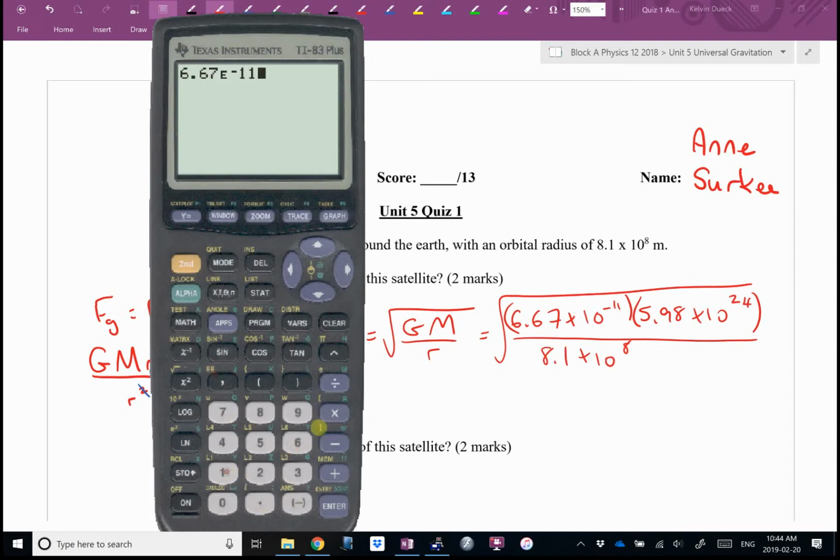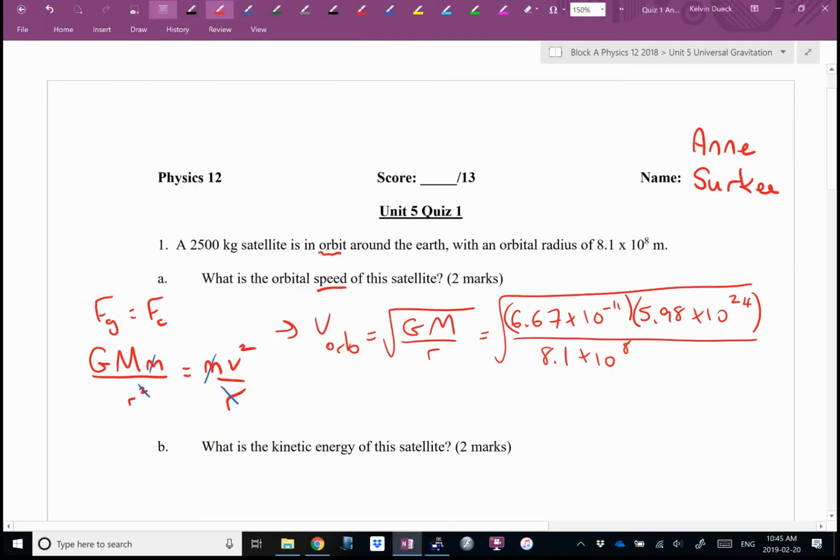6.67 times 10 to the negative 11 times 5.98 times 10 to the 24th divided by 8.1 times 10 to the 8th, square root. Answer button. You get 701, 702? Is that right? If you got that right, 2 out of 2. Otherwise, I would probably do something like this.